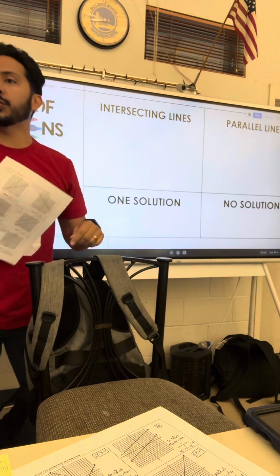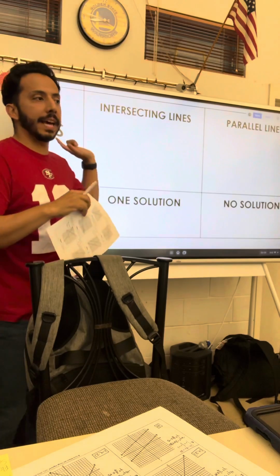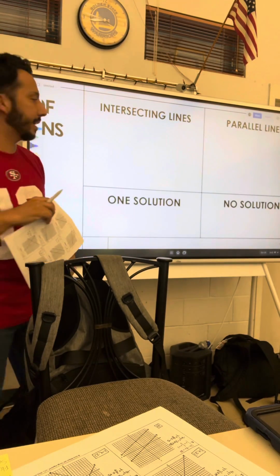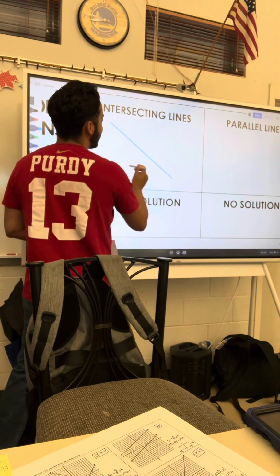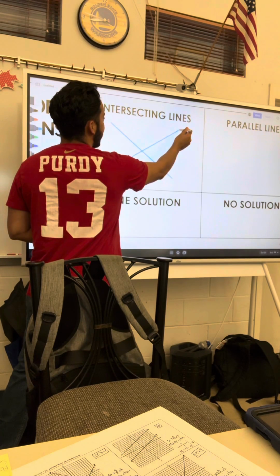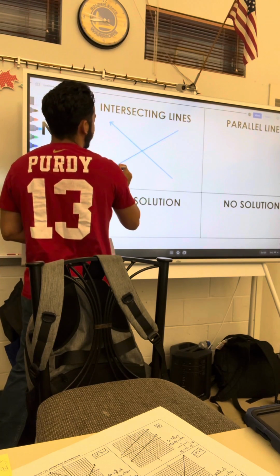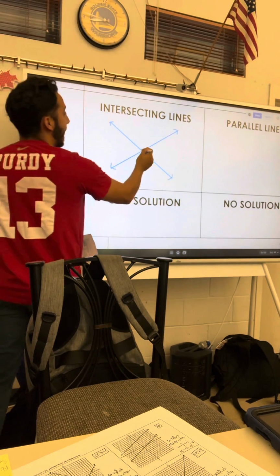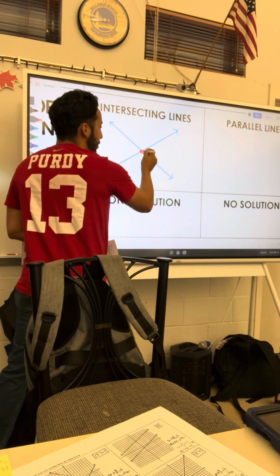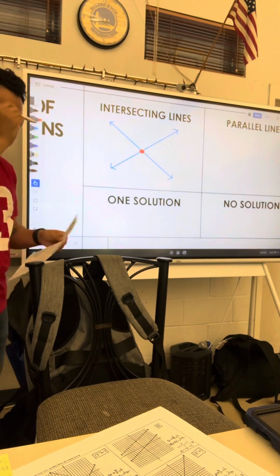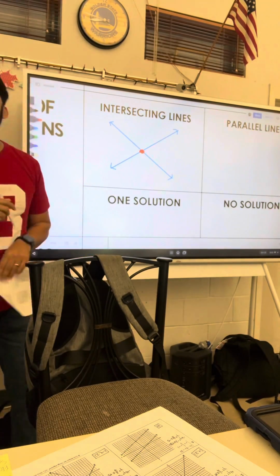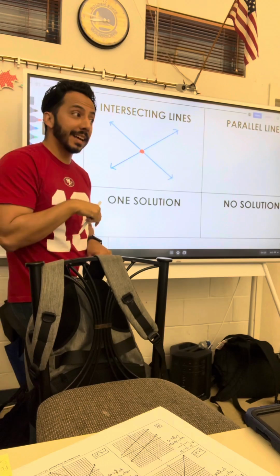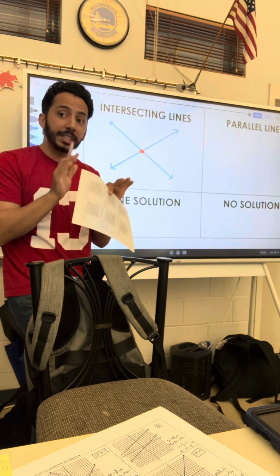Do me a favor with your ruler, draw two lines that intersect in that little space right there, right now. Draw one line, draw another line. Don't forget to put arrows at the end because lines do go on forever. And then they are crossing at a point. So I do want you to label that point. Go ahead and circle that point in. And that's what we're trying to find today. That's like the whole thing about this chapter.